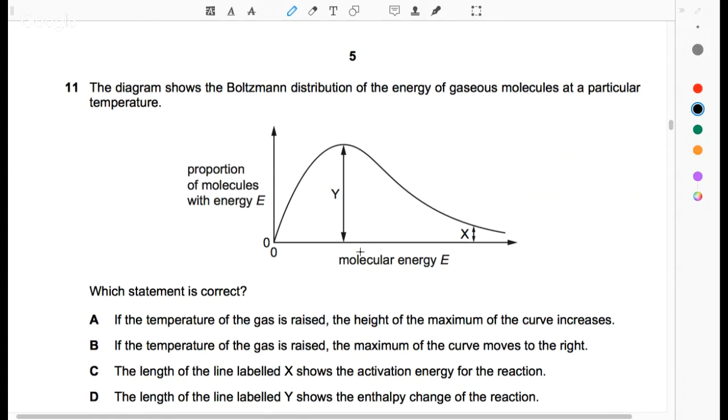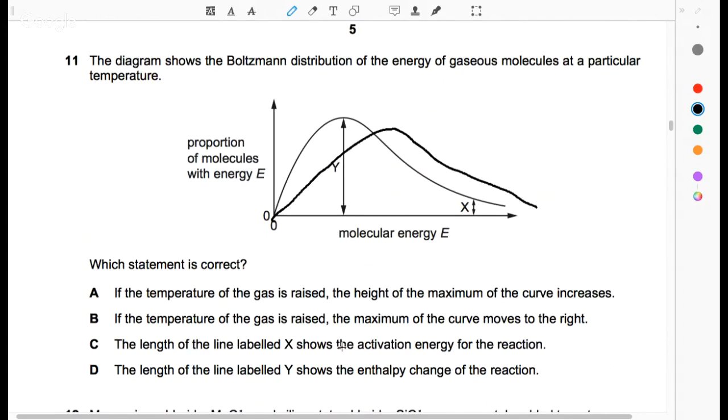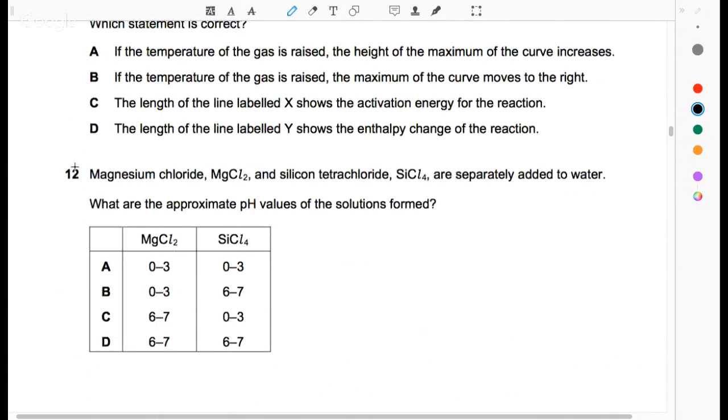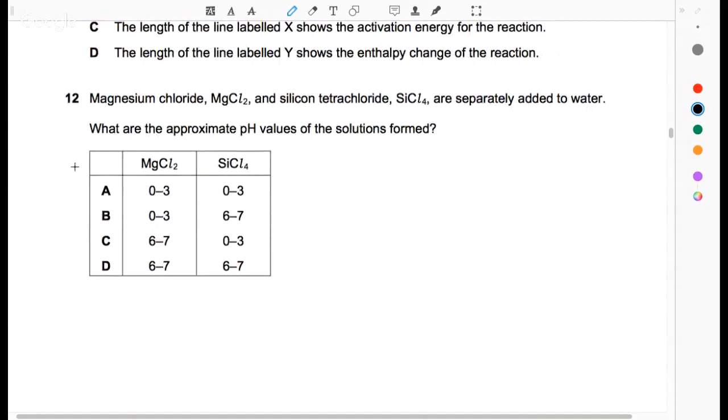So the temperature. So what would happen to the height? This is what it would look like. It would decrease, to balance the area. The maximum goes to the right. C. Okay, so the first one is neutral, and the other one is neutral.